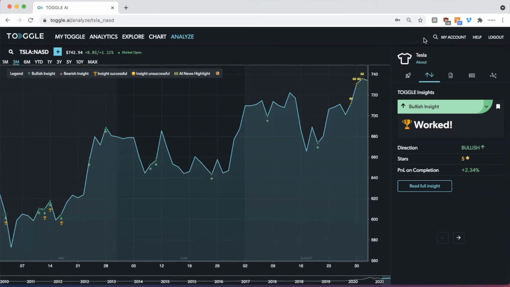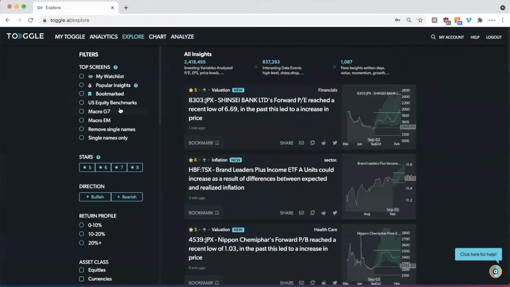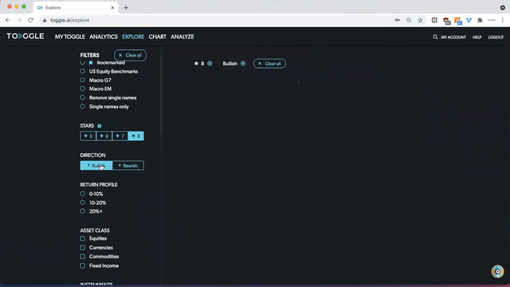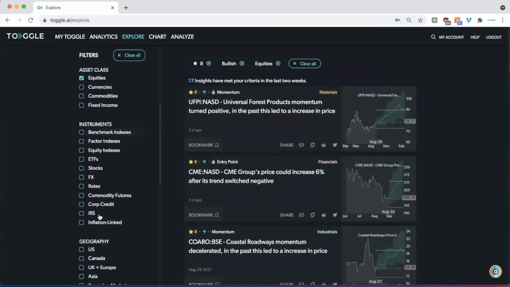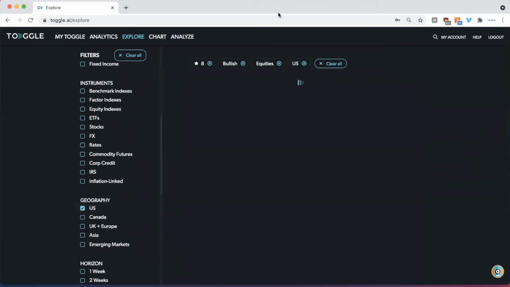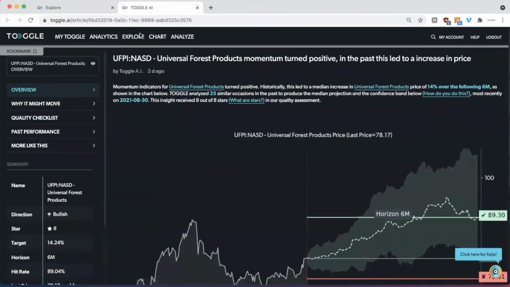Awesome. So let's jump into an insight. To select an insight, we're going to look at an 8-star insight, a bullish insight in equities, and specifically US equities. So 2 days ago, we had an insight released about Universal Forest Products. Let's check that out.